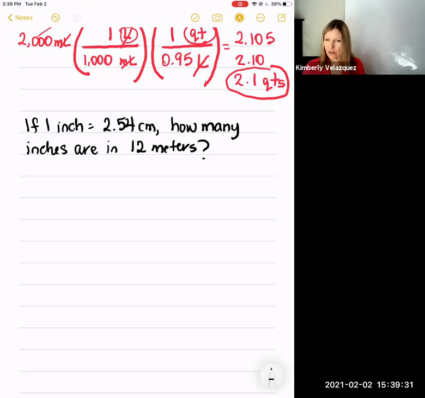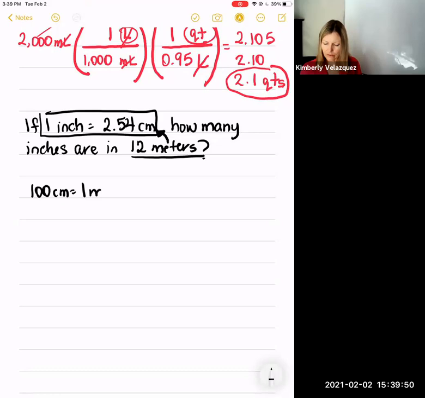This is another example of a two-step problem. How do I know that? Because I'm starting with meters, but my conversion factor to inches uses centimeters. So I need to somehow get from meters to centimeters first. How do I do that? I do that by knowing that there are 100 centimeters in 1 meter.